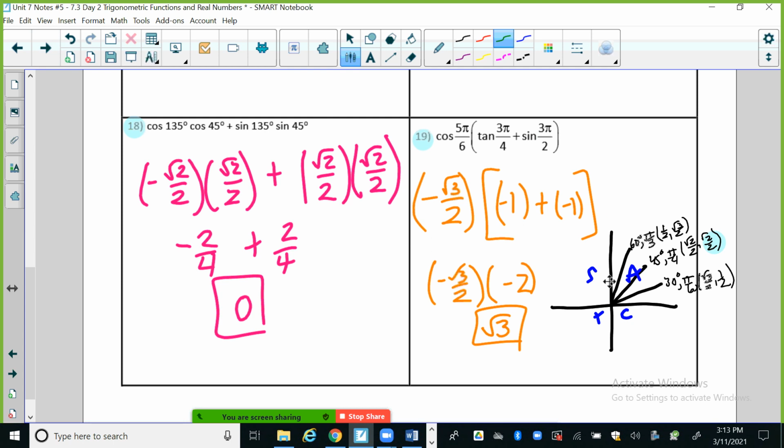Why is 3 halves negative? Negative square root of 3 over 2, because 5 pi over 6 is in quadrant 2. So in quadrant 2, cosine is negative. Or are you asking why is sine of 3 pi over 2 negative 1? Okay. Yep. Anything else?